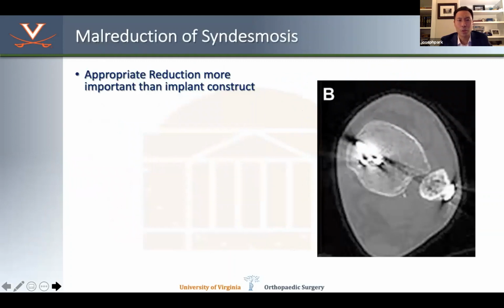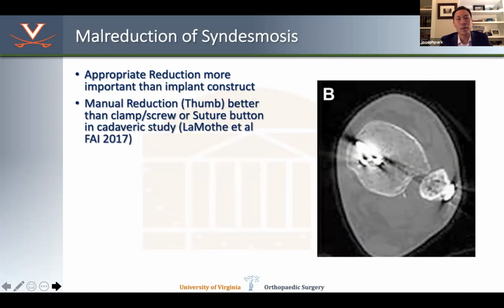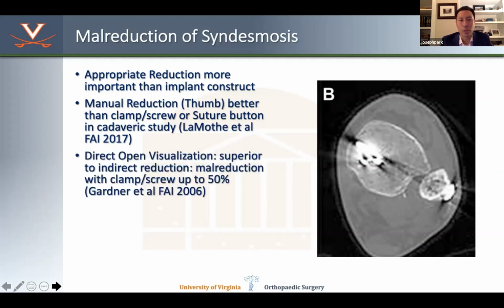Malreduction of the syndesmosis, I think this is one surgery that we really do poorly, and there's a lot of literature that's being written about this. In terms of the high ankle sprain and these severe ankle fracture dislocations, I think the worst thing we do, or we fail to do, is to restore the anatomy of the syndesmosis. We know that manually reducing the fibula into the incisura is better than using a clamp. Direct open visualization allows for better reduction.